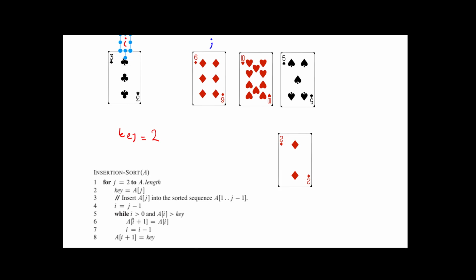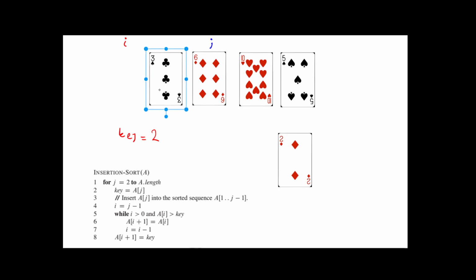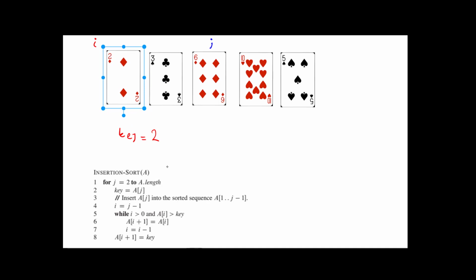Now we check whether we can exit the while loop or not. i is positive, yes, and A[i], which is 3, is more than the key. So we should enter the while loop again. Now A[i plus 1], which is the second position, should be A[i]. So we just need to bring 3 in here and decrement i by 1. So i now should be 0. i is 0, not positive, so we can exit the while loop. A[i plus 1], i is 0, A[i plus 1], which is A[1], should be the key element. So the key element comes in here.